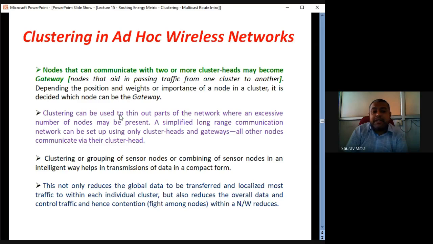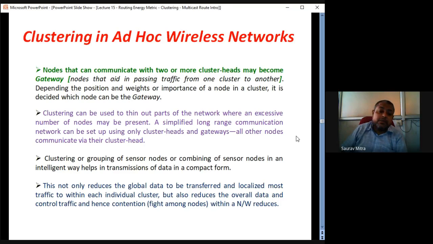Clustering can be used to thin out the parts of the network where an excessive number of nodes may be present. Maybe in one region which is very far from the sender, 3-4 nodes are there, so they cannot directly transmit to the sender node or receiver node. So they will select one cluster head. They will send all the information to the cluster head, and the cluster head will send the information directly to the sender. That is what it is saying. A simplified long-range communication network can be set up using only the cluster heads and gateways. So the nodes which are sensing, after sensing, do not send the data to the main base station.